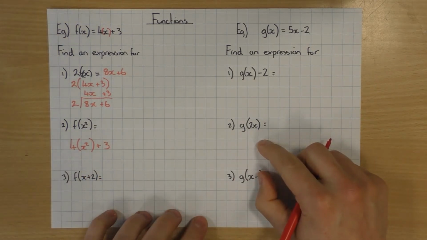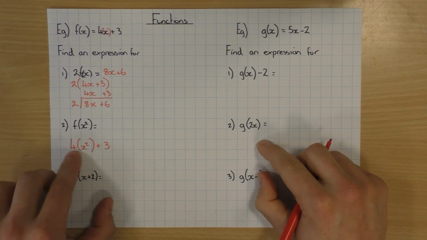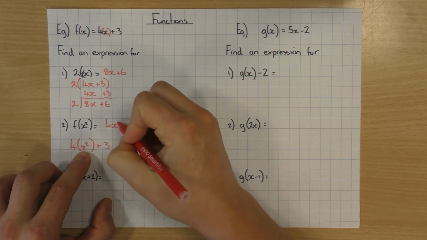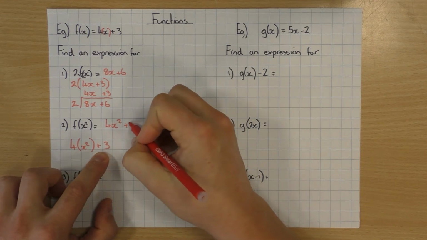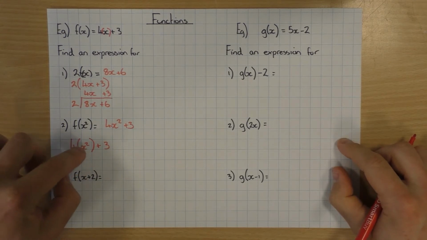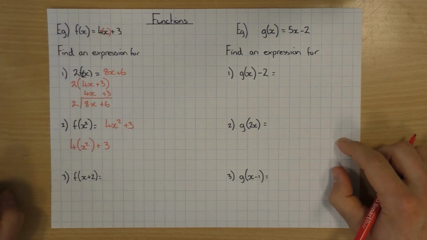All I'm going to do then is just simplify it. Well, expand this bracket. Well, that's just 4 times x squared, which is 4x squared. And of course, I need to add my 3. And you're done. Simple as that. Just substituting or inputting x squared into that function.